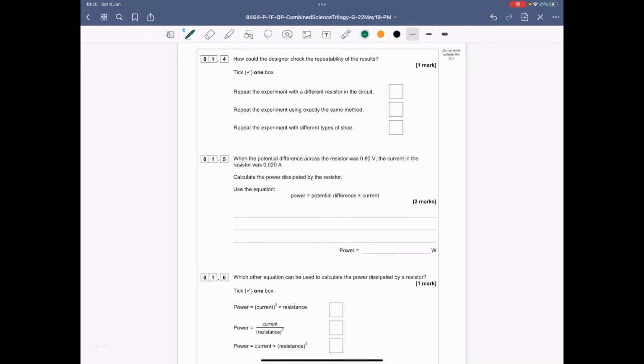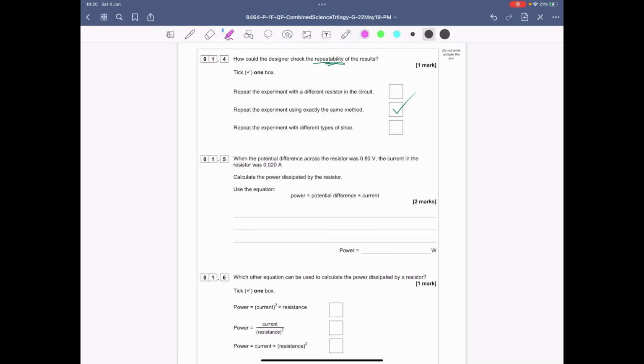So question 1.4 then. How could the designer check the repeatability of the results? Could you repeat the experiment with a different resistor in the circuit? Could you repeat the experiment using exactly the same method, or repeat the experiment using different types of shoe? Well, if you're checking for repeatability, that means you keep everything the same. You do the whole experiment once, and then you do it again. Okay, so it would be the middle one.